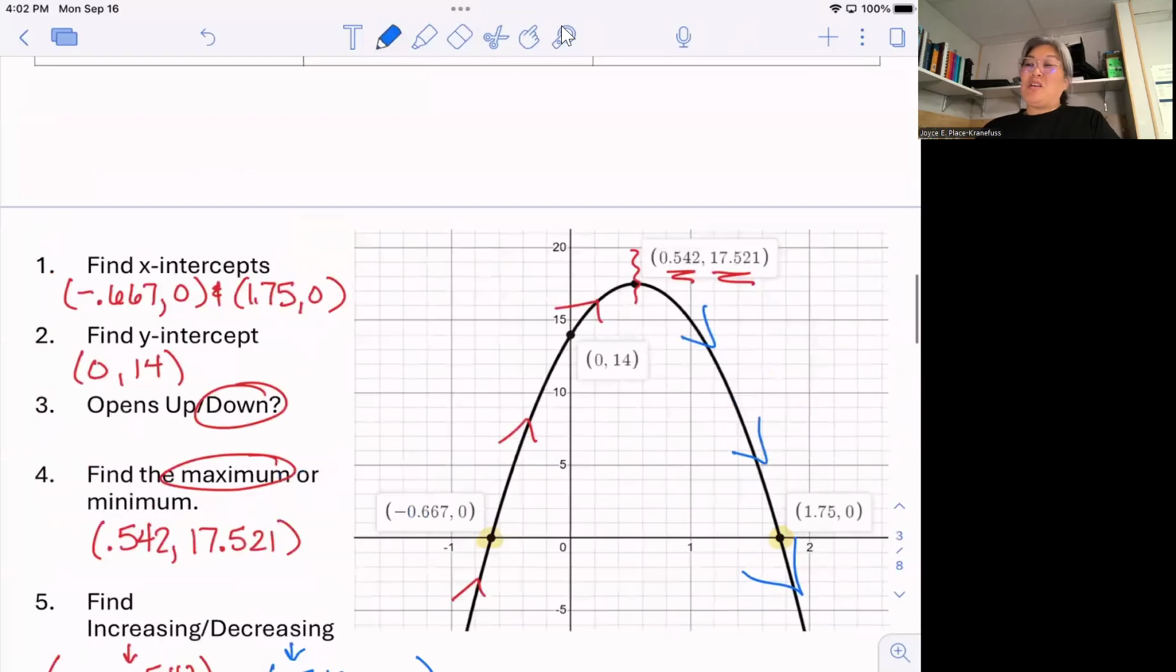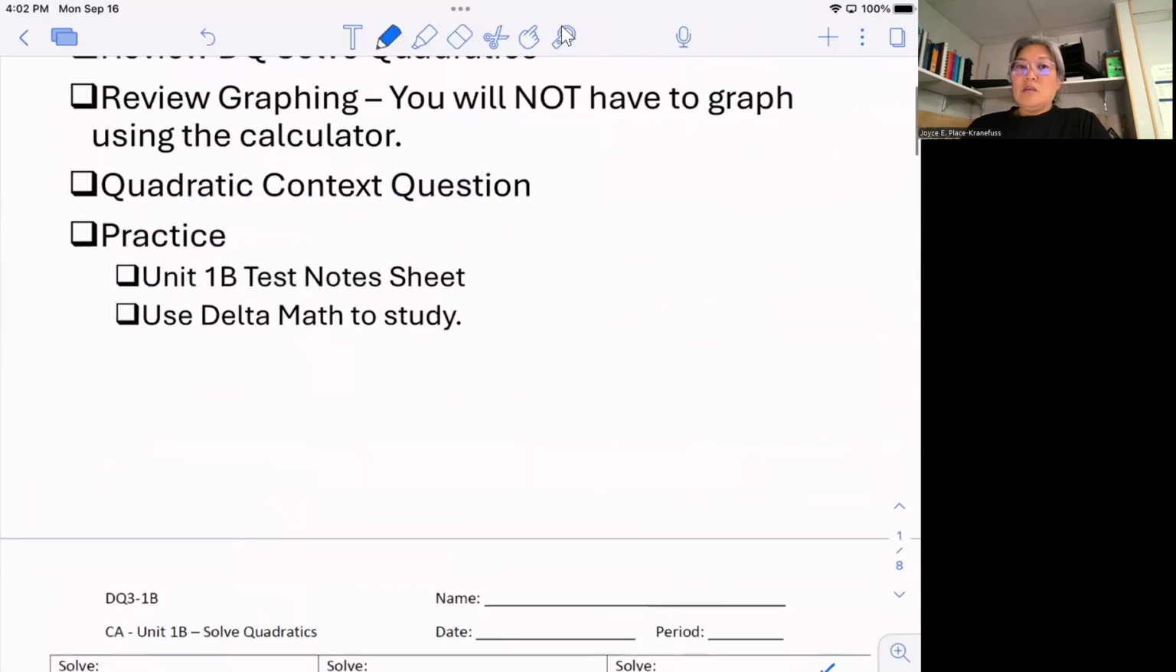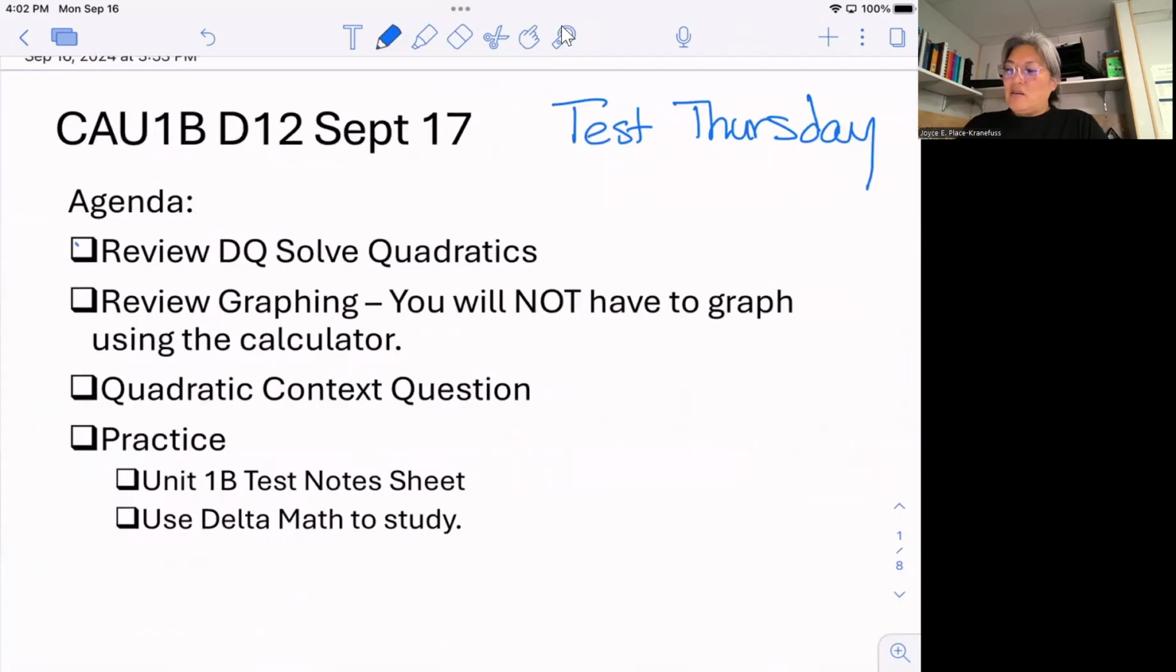So that's what I'm looking for from the graphing piece. So check done. Review daily quiz, review graphing. Now let's talk about quadratics in context. Okay.